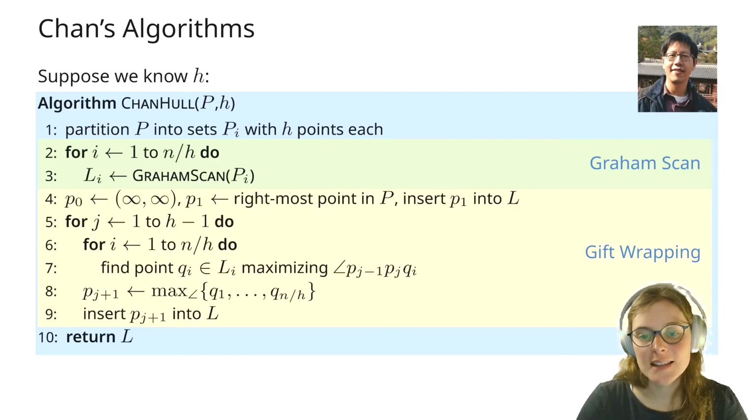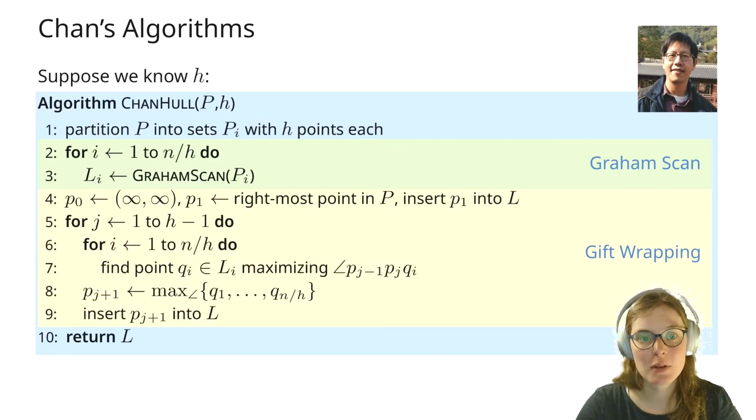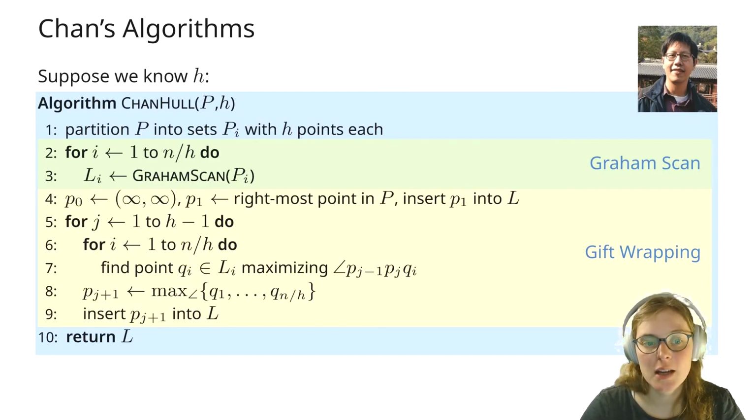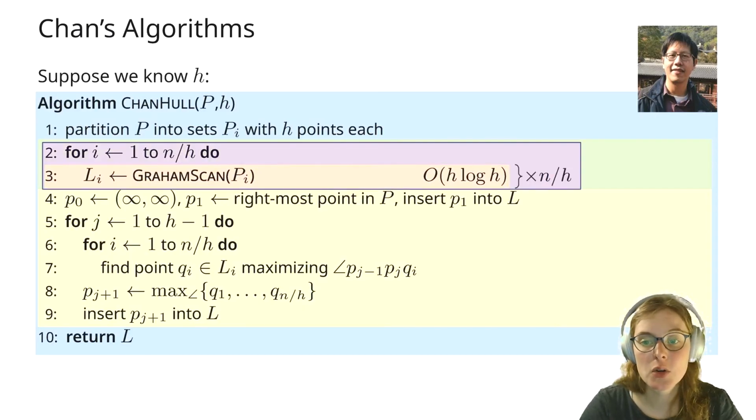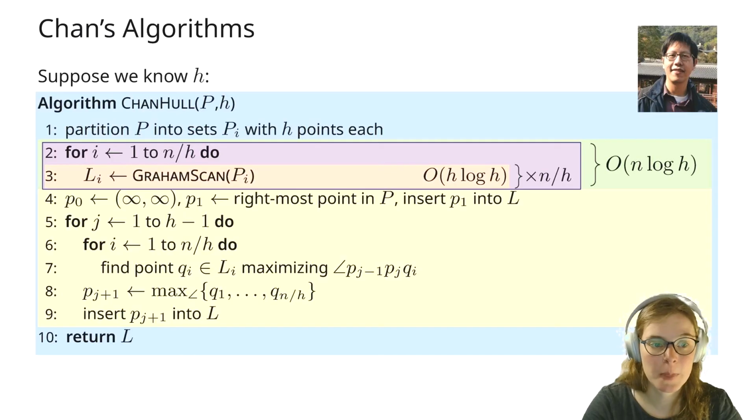So now let's quickly analyze the running time of this algorithm. And this will be easy because we know the running time that each component will take. So we know that line 3 will take big O of h log h each time it executes. And the total number of times that this line will execute is n over h times, because that's the number of subsets that we partition P into. So the total running time of this part is big O of n log h.